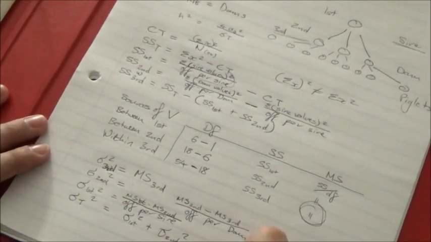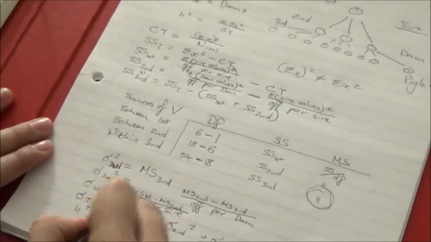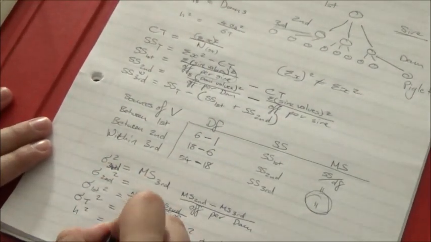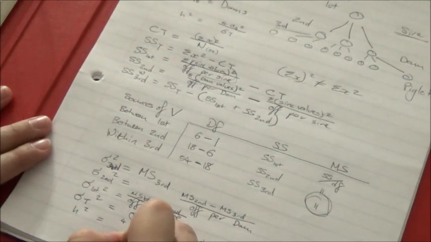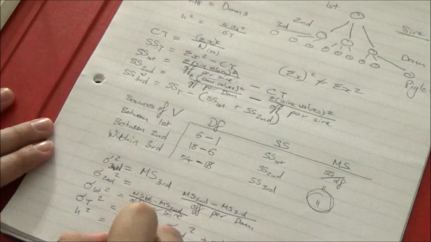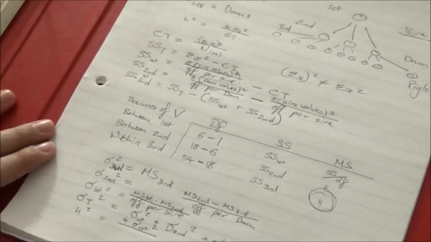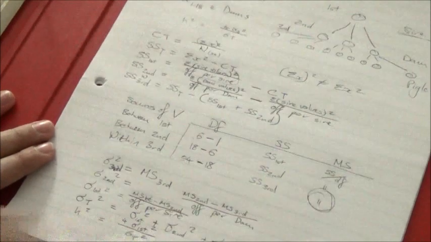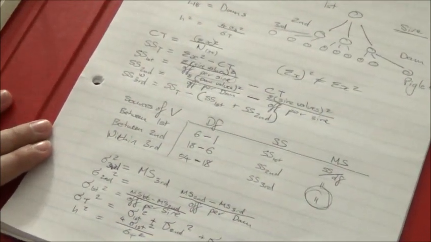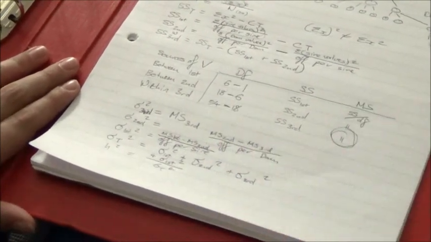And then we calculate our h² values by substituting into the formula: 4 times your first tier variance over the total variance calculated. And that's all there is to it. I hope you can see that. Alright.